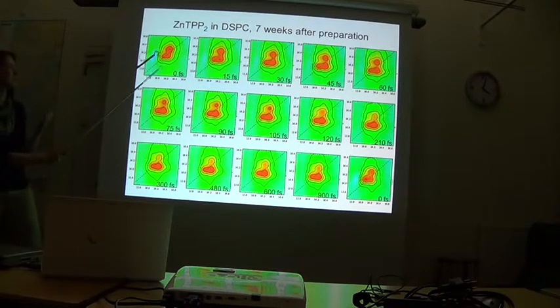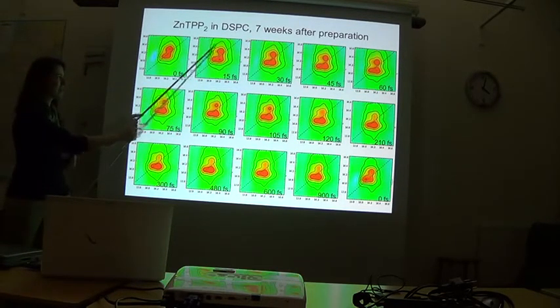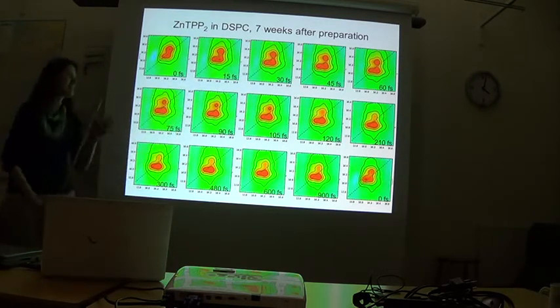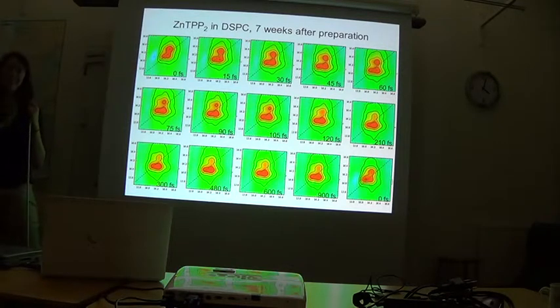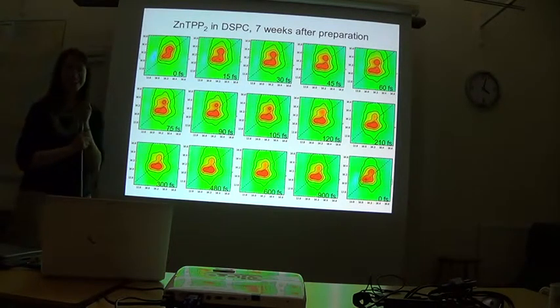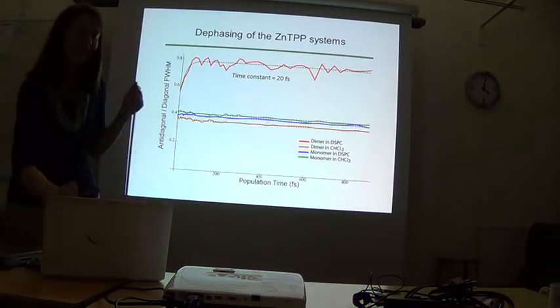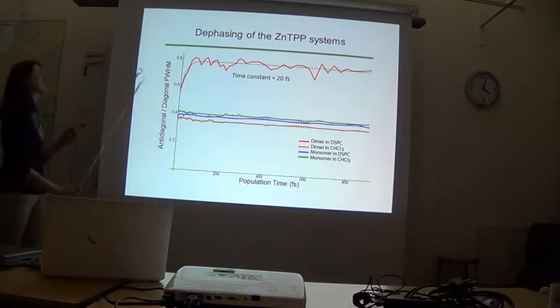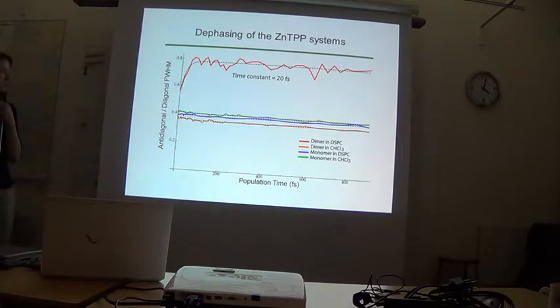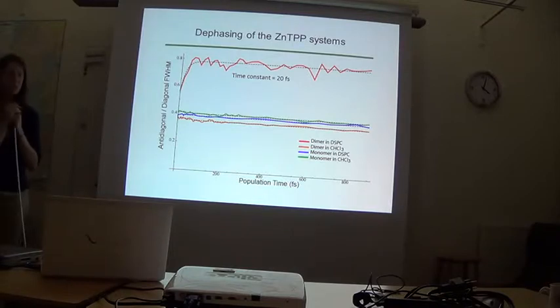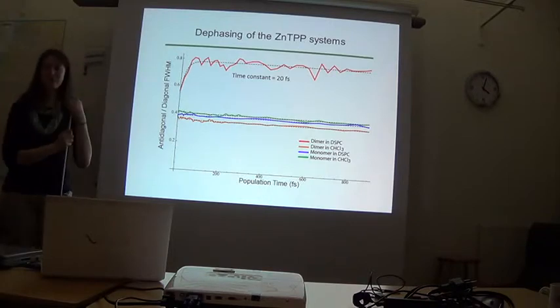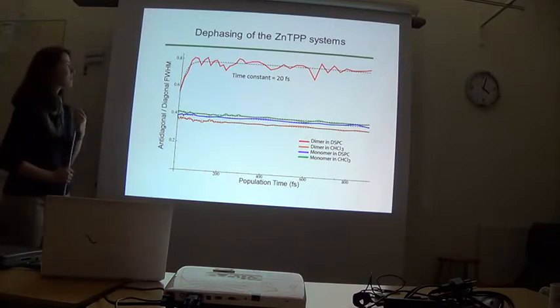Because it was frustrating. But in this case, we did see that it was favoring the downhill transfer. So we're seeing the decrease in our upper diagonal and an increase in our lower diagonal. So that was exciting to see. And then when we looked at the dephasing, it had a much shorter time constant, about 20 femtoseconds. But can it be the size of these liposomes? I'm thinking probably, yeah.